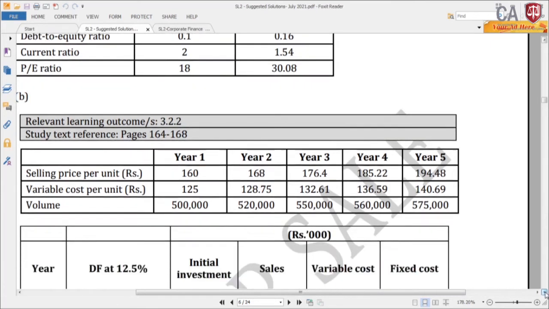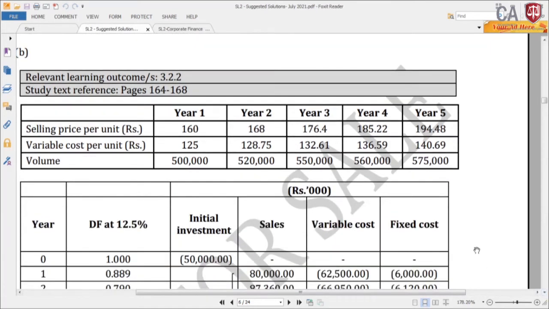I think the suggested answer always has the relevant learning outcomes and the study pack reference, because those are the important things when you are looking at it. Maybe I am not taking you page by page through the study pack. You have to go through the study pack and see the relevant pages or relevant concepts they are discussing, and the learning outcome, what is expected from this paper. So you need to know that learning outcome, so that you will address it each and every time you attempt the question. Okay.